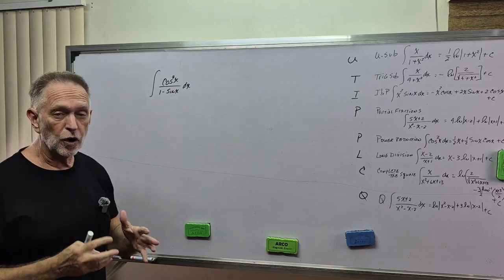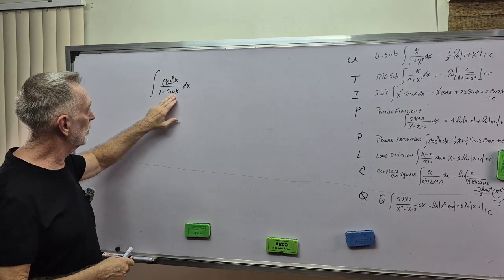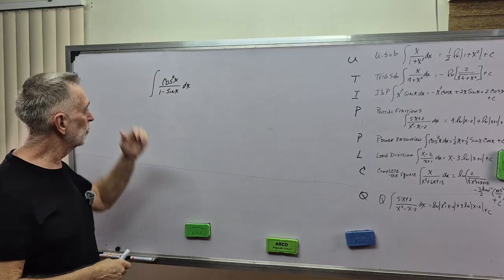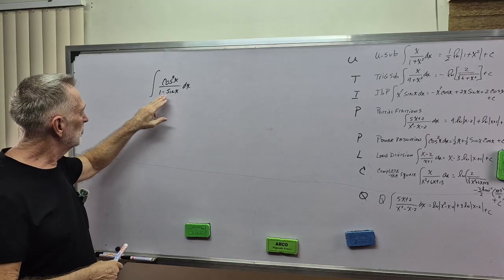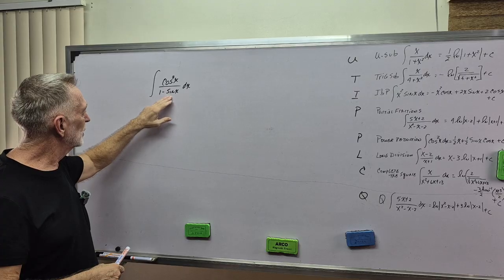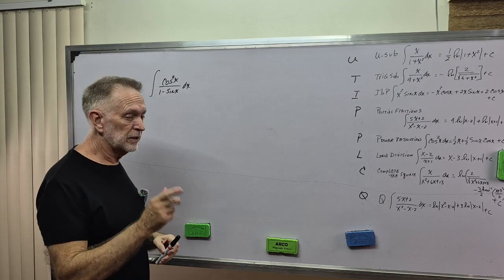We know sine and cosine are big buddies, because if I take the derivative of sine, I get cosine, and the derivative of cosine, I get minus sine. But in this case, I've got a squared term here. All right, I tell you what I'm going to do.